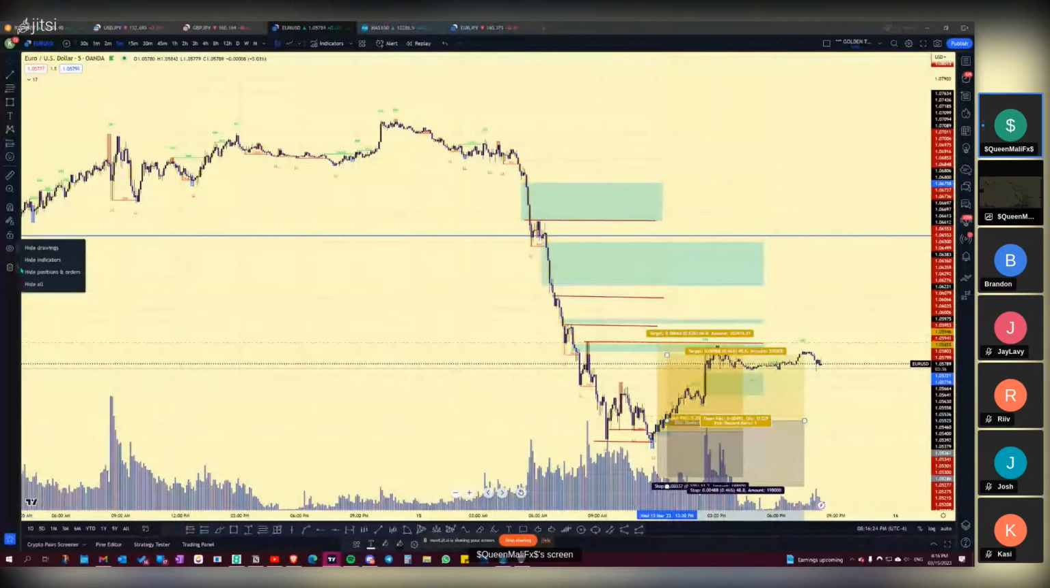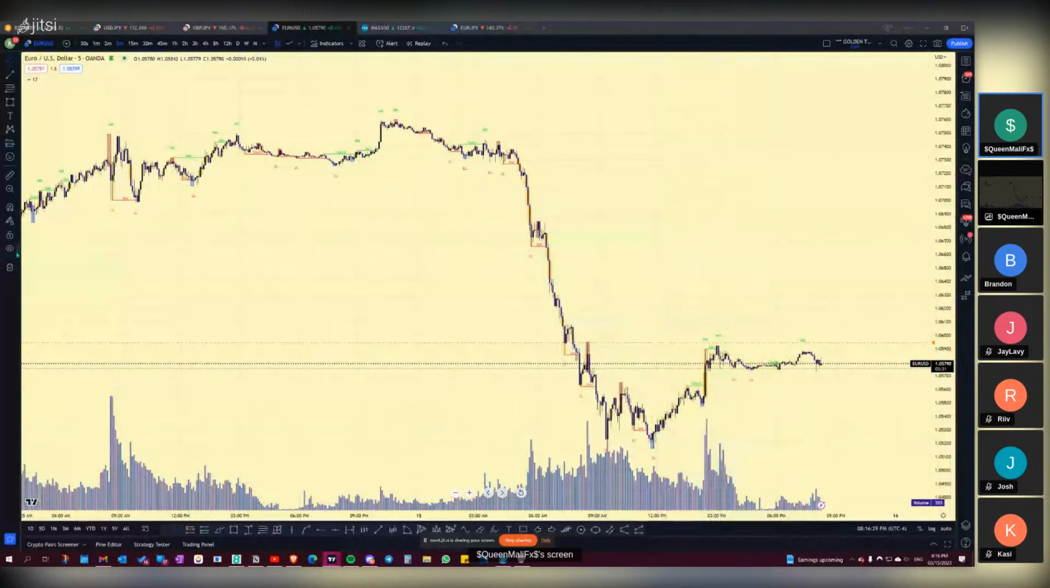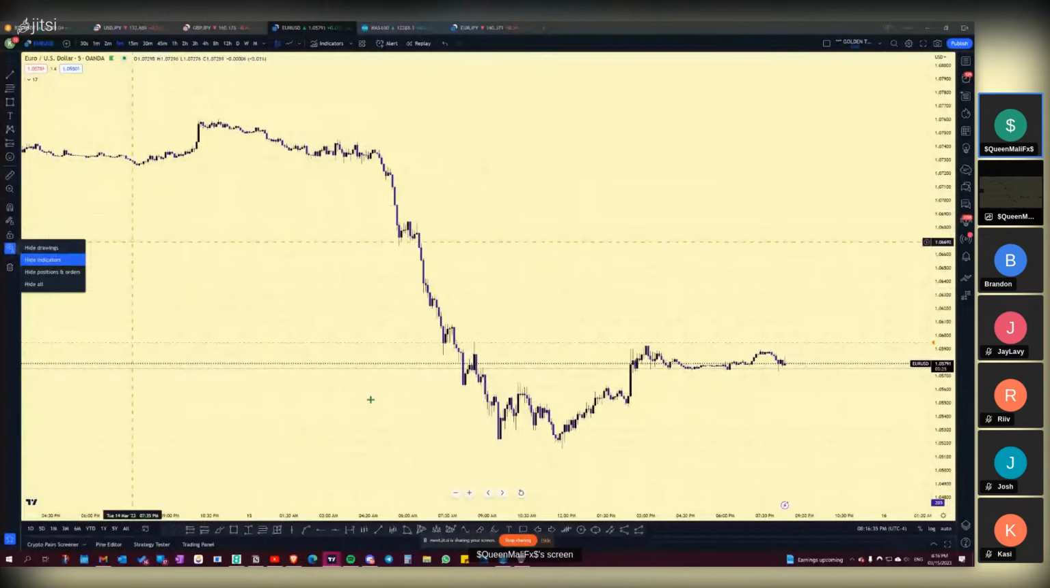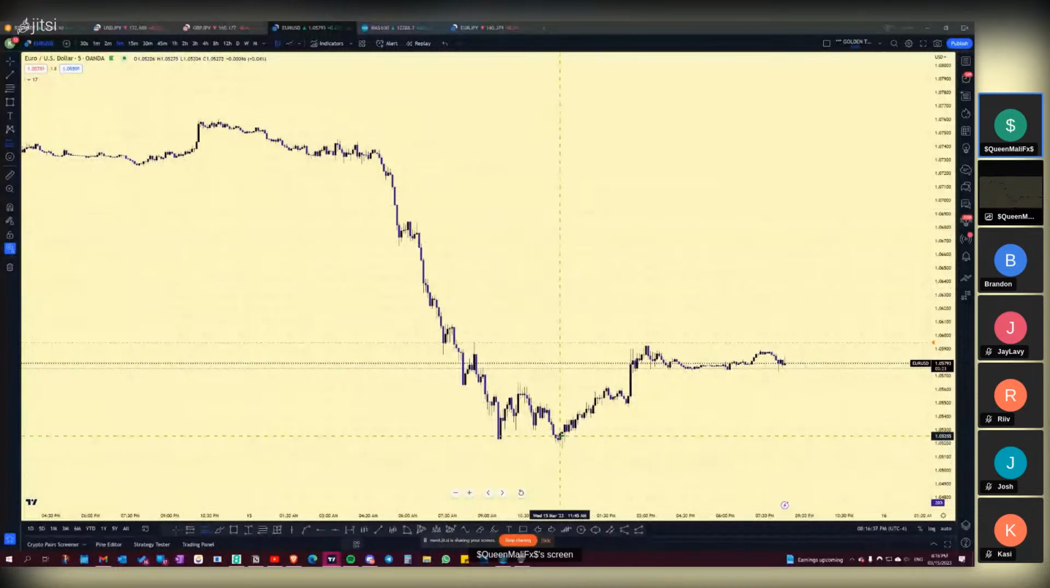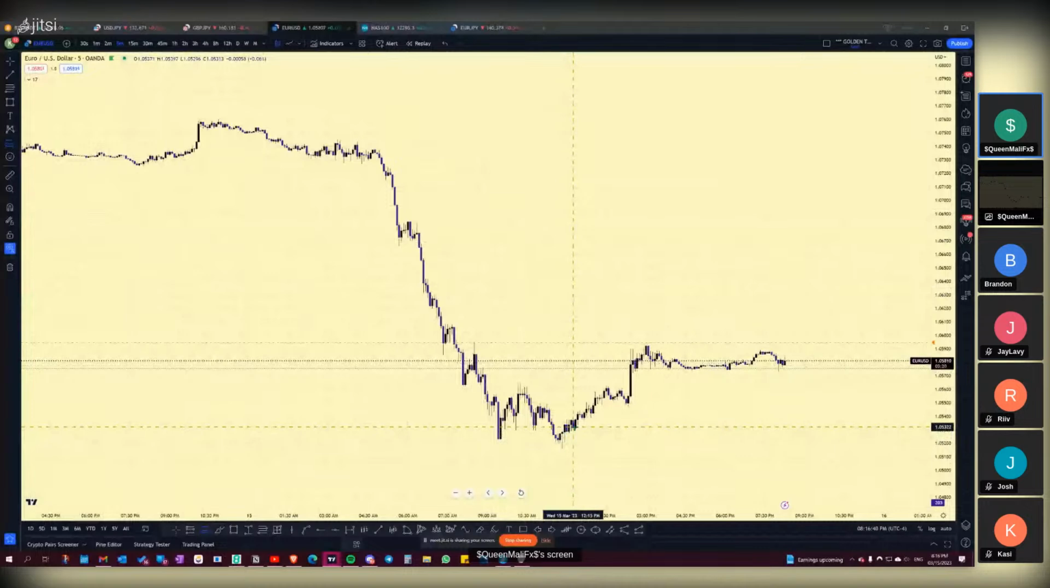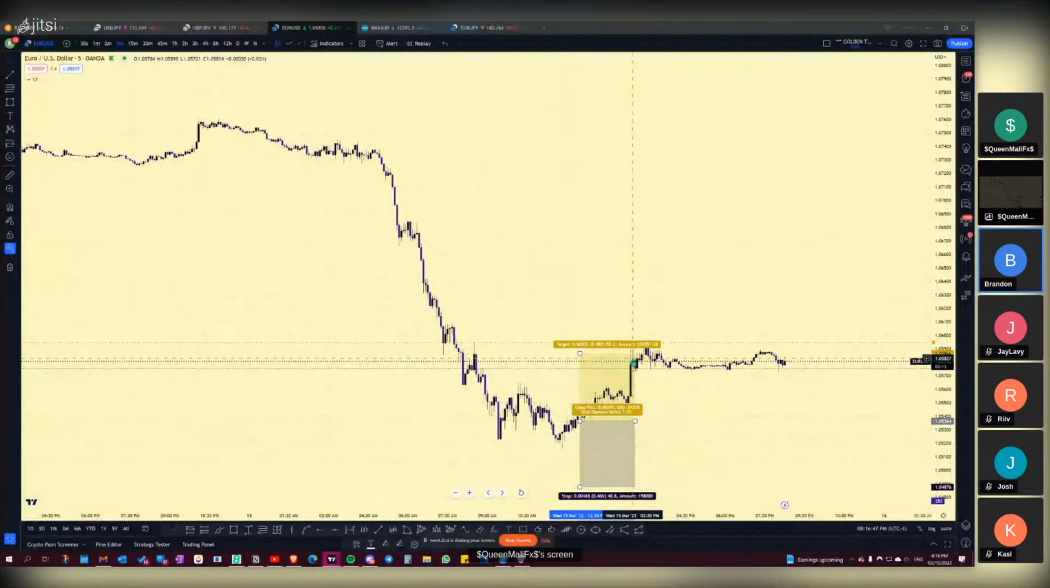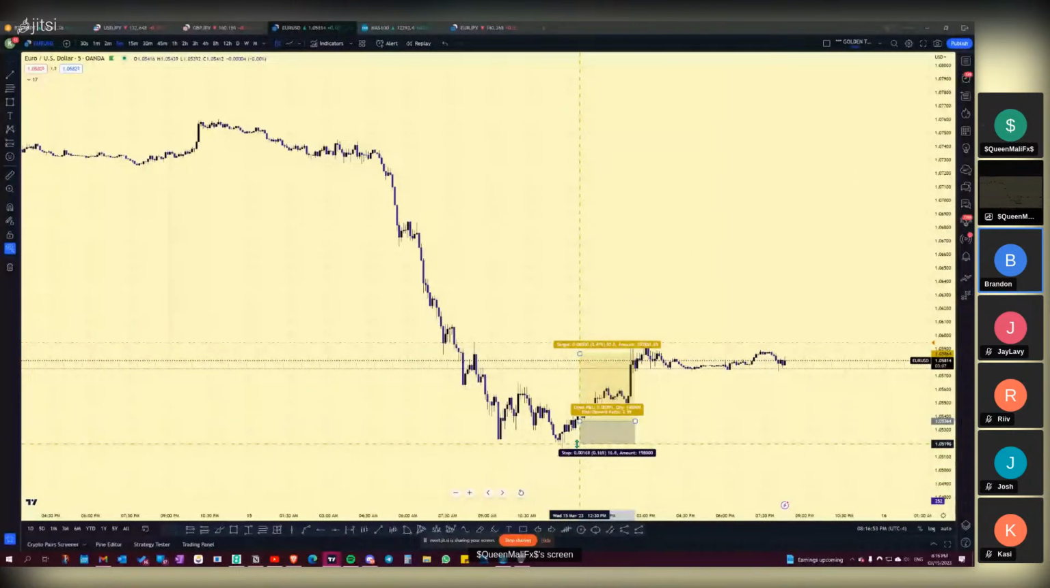Oh, I hate when. Let me just delete everything and start over. I got it over here. So this is like right there. So it was a 3 to 1. Okay, that's a good risk to reward. Yeah. It was a great trade today.